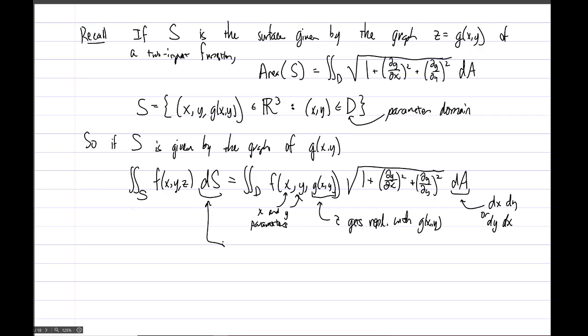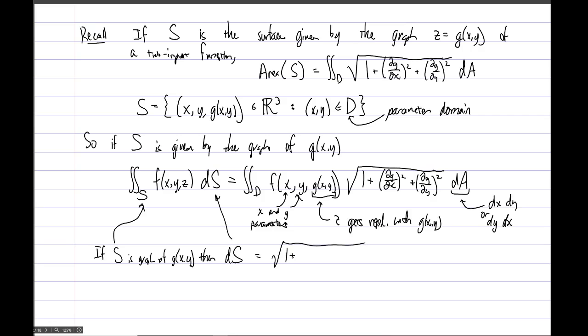Just one other comment we should make here is that if capital S, that's this S, is the graph of g of x comma y, then dS, d capital S, is just notation, so that thingy here is equal to root 1 plus partial derivative of g with respect to x squared plus partial derivative of g with respect to y squared dA.